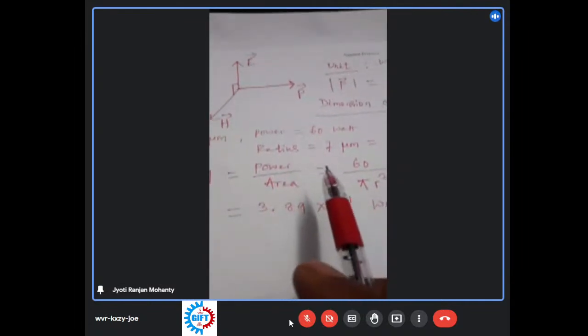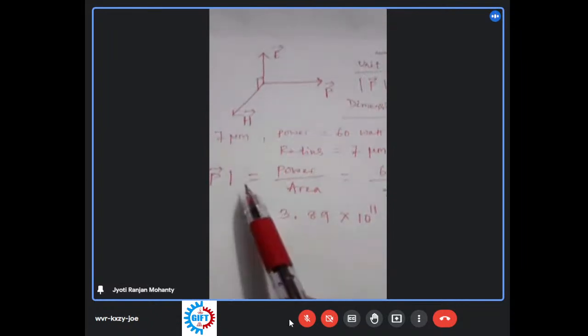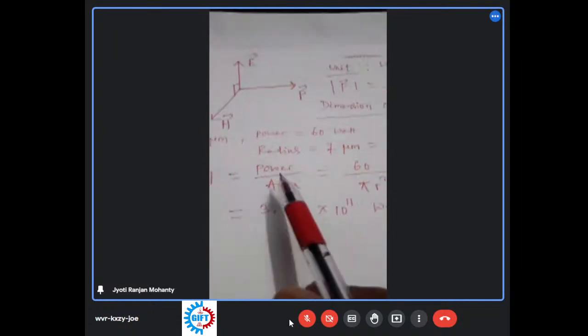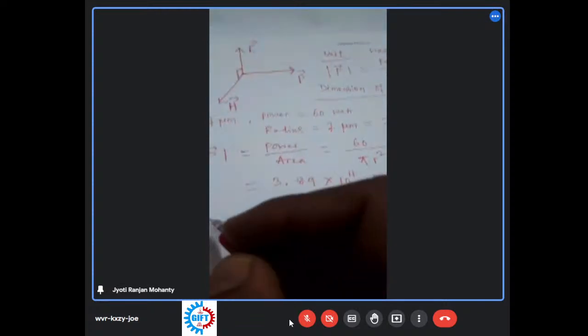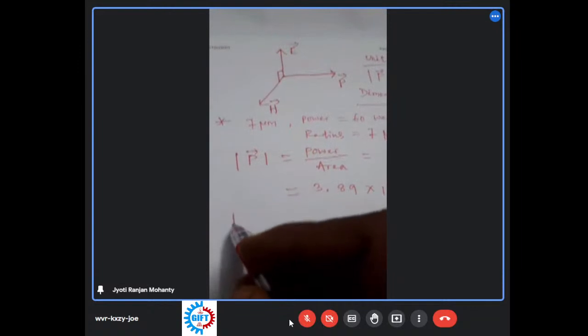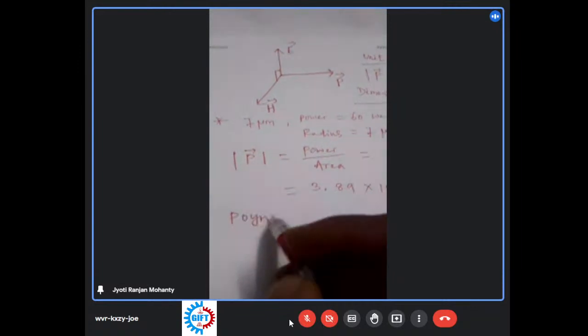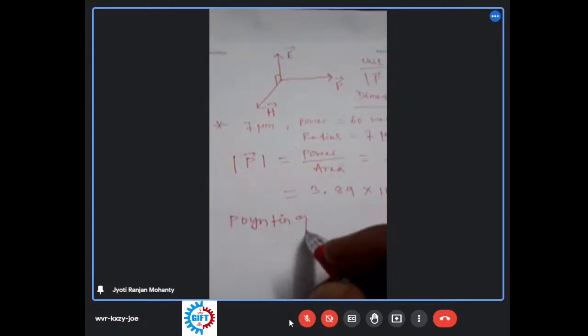Okay. So next, these are the problems, 2 mark questions, important. You remember the formula based question. So accordingly you do it. So next is Poynting theorem.